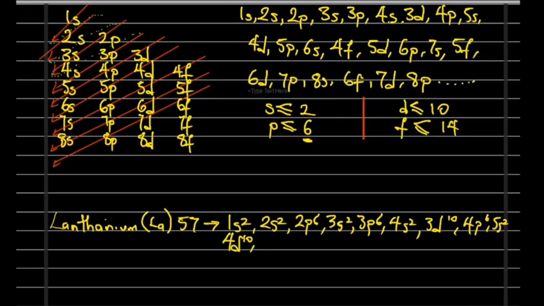4d10 as 48, 5p6, 48, 54, 6s2, then 4f1. Lanthanum, let's count again. We're going to 57. 2 plus 2, 4, plus 6, 10, plus 2, 12, plus 6, 18, plus 2, 20, plus 10, 30, plus 6, 36, plus 2, 38, plus 10, 48, plus 6, 54, plus 2, 56, plus 1, 57.